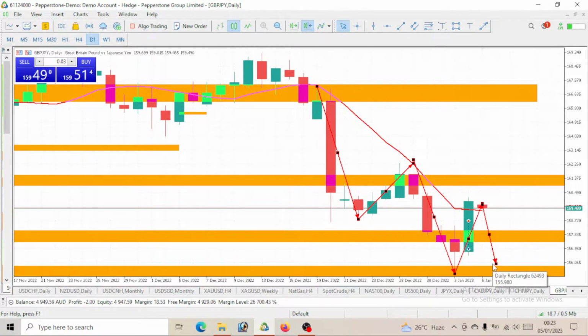Please let us see it drop to level of 156. Currently, we are trading at a level of 159. Let's have a drop on GBPJPY to a level of 156. So that is what I will be watching out for. So you can also watch out for it.